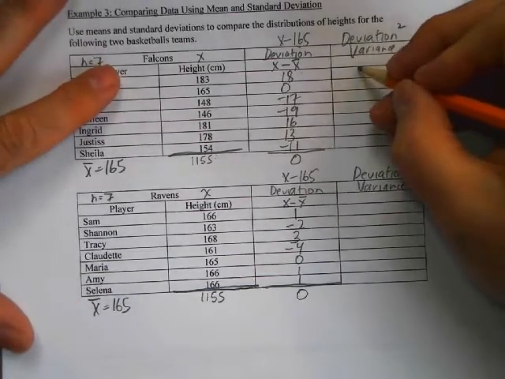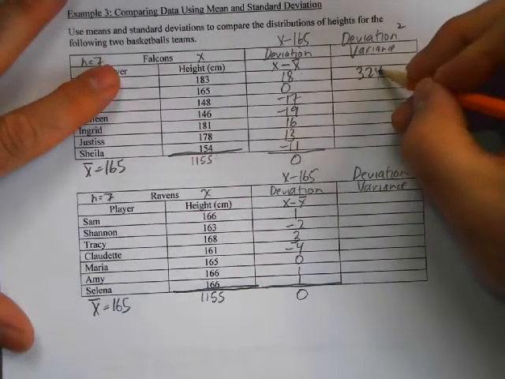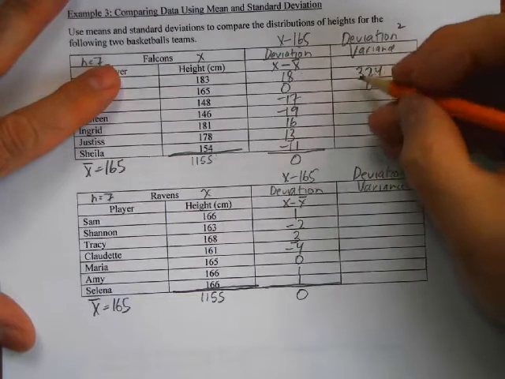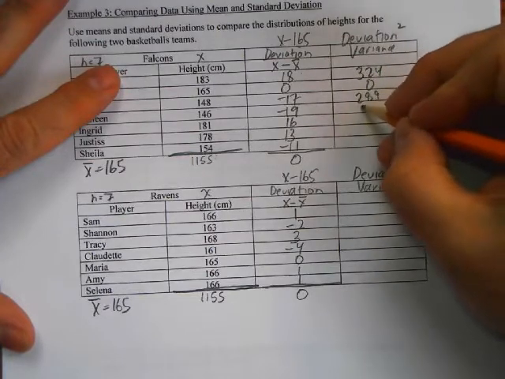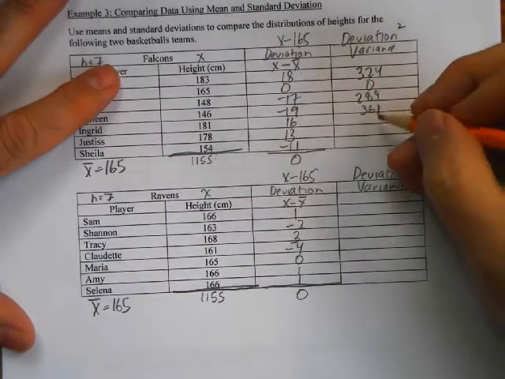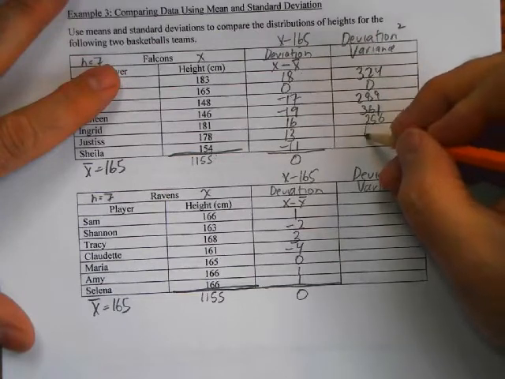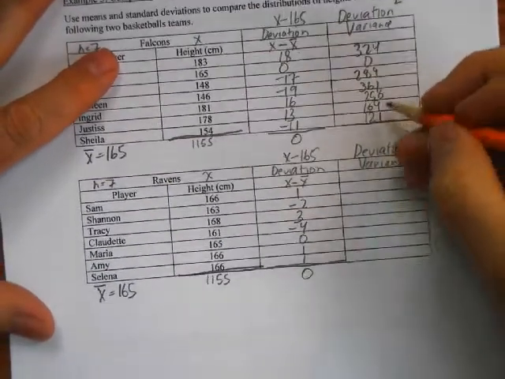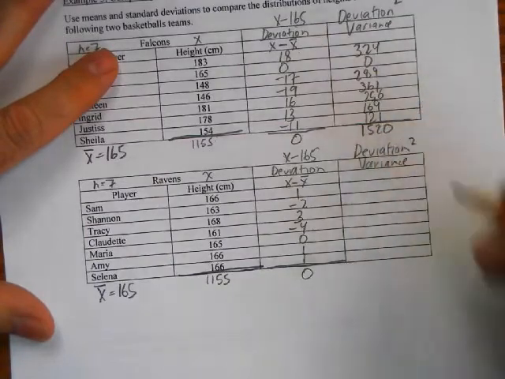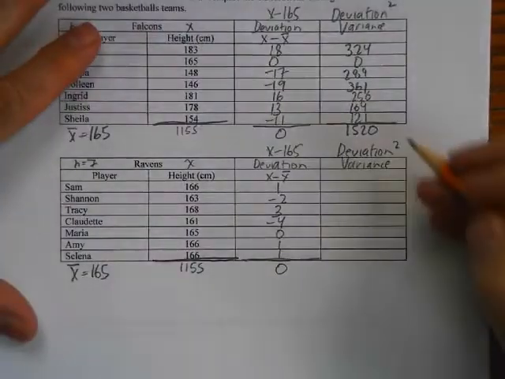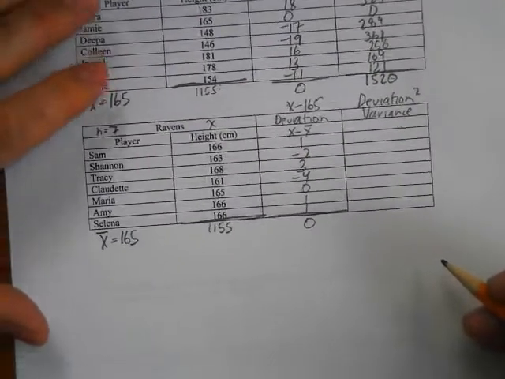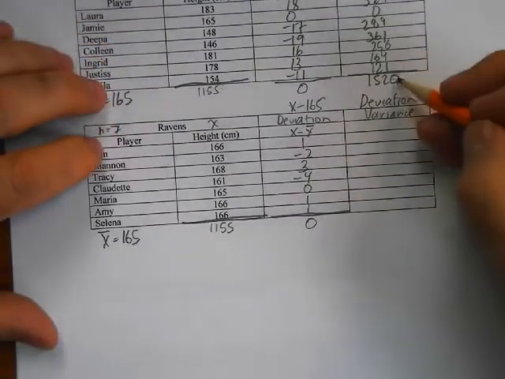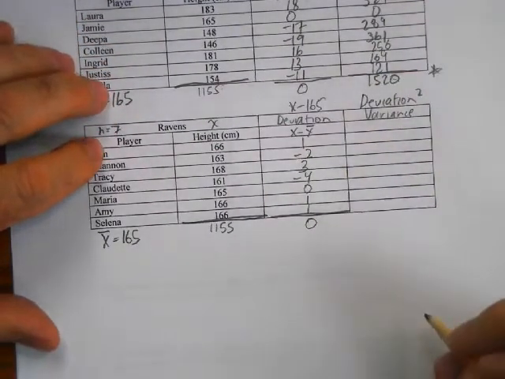So I'll just write 18 squared is 324, 0, 289, 361, 256, 169, and 121. Those add up to 1520. Okay, so we're going to be using that number. We're not done yet. We just had to get this. This was the important number to get.